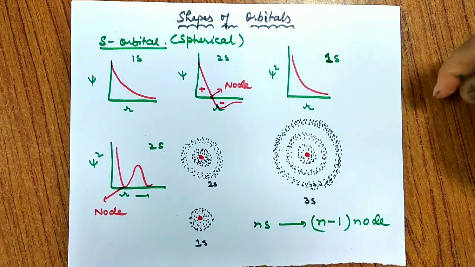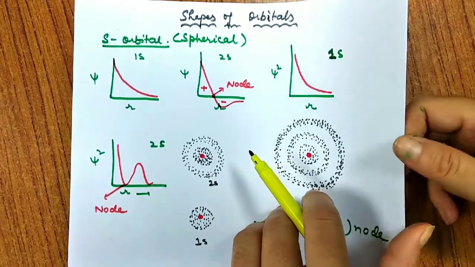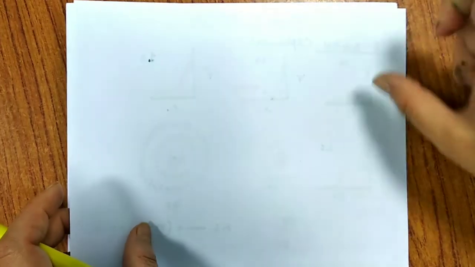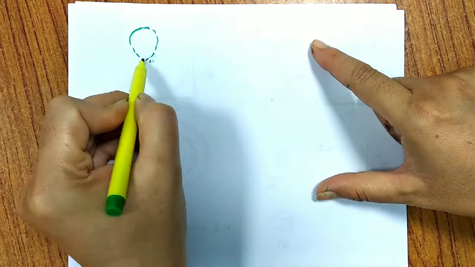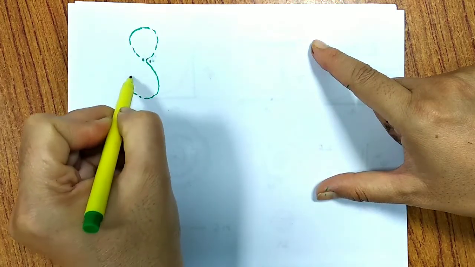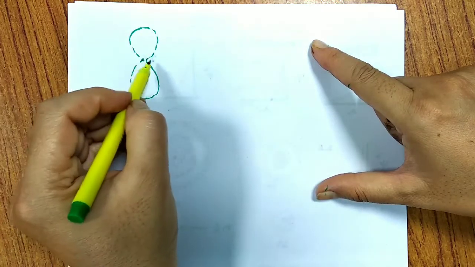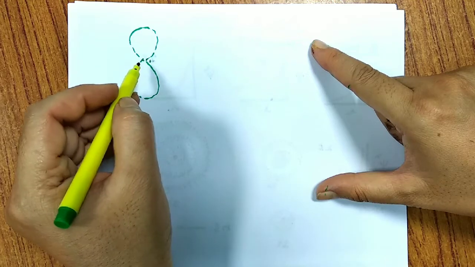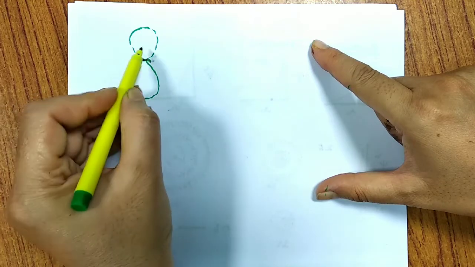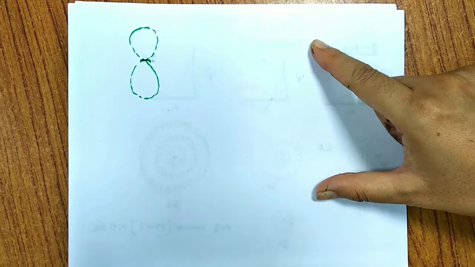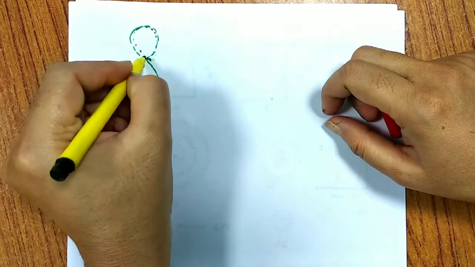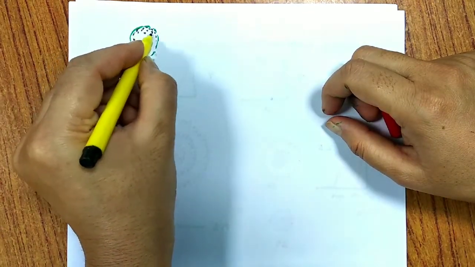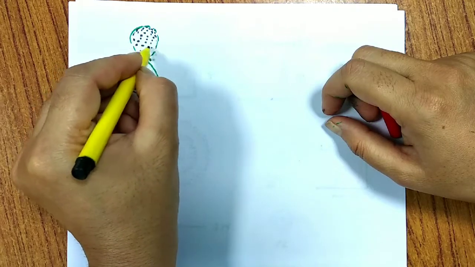Next we'll talk about the shape of p orbitals. When we talk about p orbital, using the probability calculation, the p orbital comes out to be dumbbell shaped. That means this type of shape will be dumbbell shaped. That means the electron cloud is minimum, almost 0, at the center, and the electron density is more here. As we move this side, electron density is more. So this is p orbital.